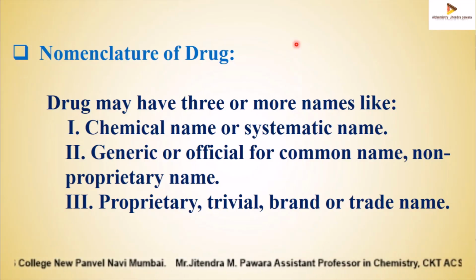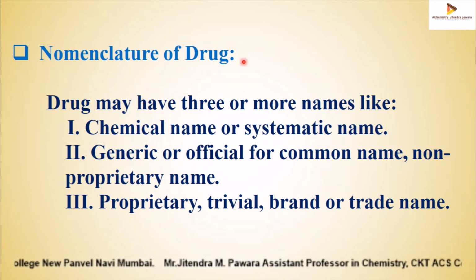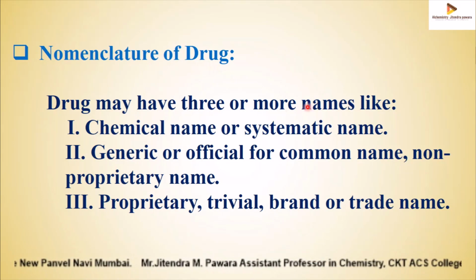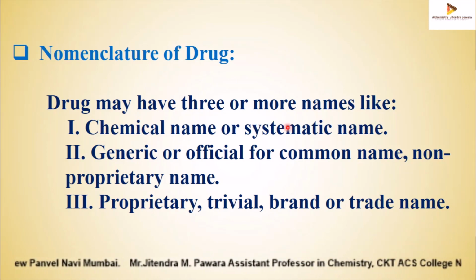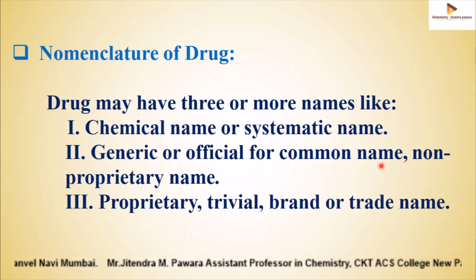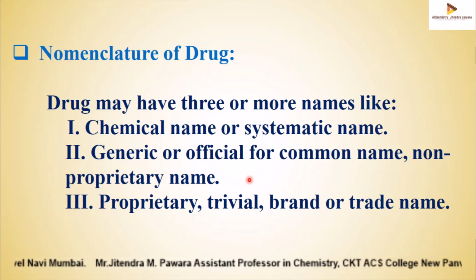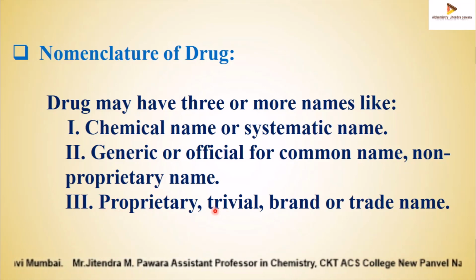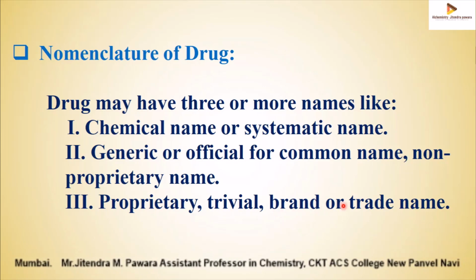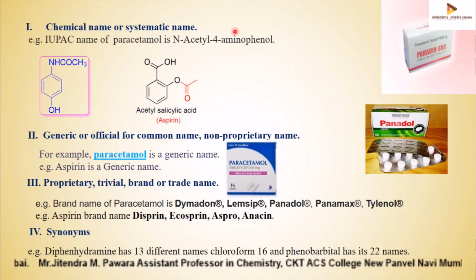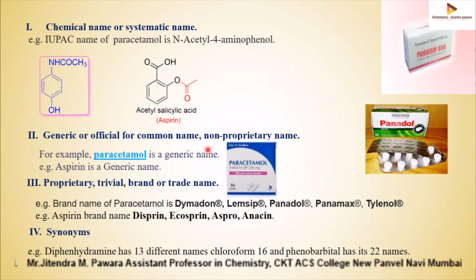Then the next point that we are going to learn is the nomenclature of drugs. A drug may have three or more names: the chemical or systematic name, the generic, official, or common name, or non-proprietary name, and the third one is the proprietary, trivial, brand, or trade name. We will see one by one. First, what is the chemical or systematic name?